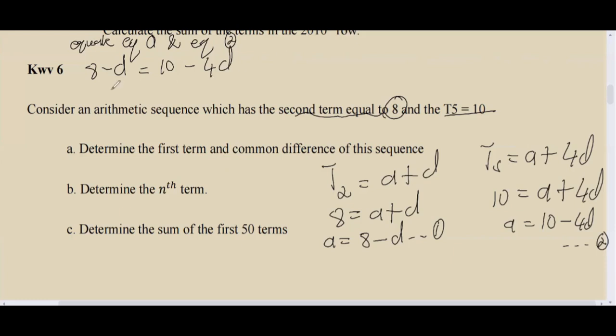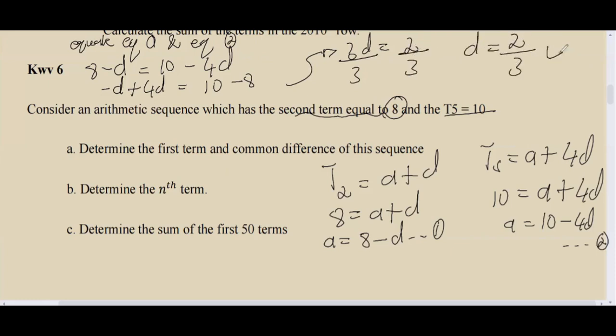Right. So this would be, if we say negative d plus 4d, and then here we have 10 minus 8. This will give us 3d, and it's equal to 10 minus 8, that's 2. So if we divide both sides by this 3, d is equal to 2 over 3. Right. Now, we have determined the common difference.